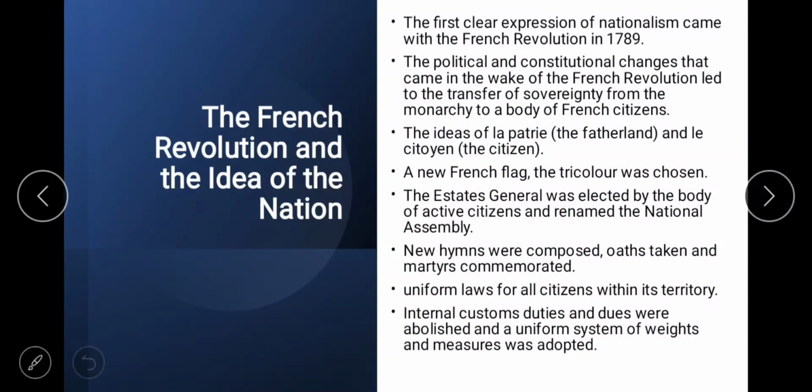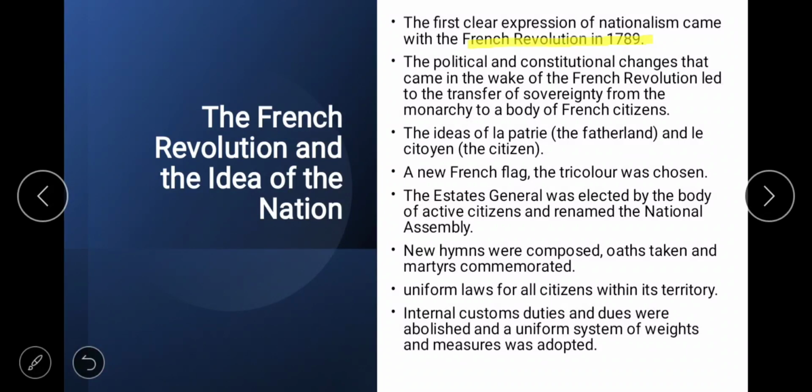So the foremost topic that we'll be seeing is the French Revolution and the idea of the nation. Okay, so here we'll be seeing how the French Revolution influenced people with the idea of nationalism. The first expression of nationalism came with the French Revolution in 1789. Okay. And during this time, France was actually under the rule of an absolute monarch.